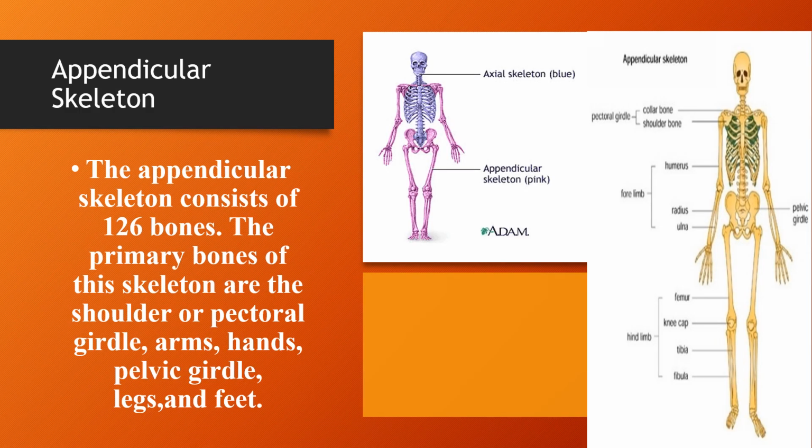Next is the appendicular skeleton. The appendicular skeleton consists of 126 bones. The primary bones of this skeleton are the shoulder or pectoral girdle, arms, hands, pelvic girdle, legs, and feet.